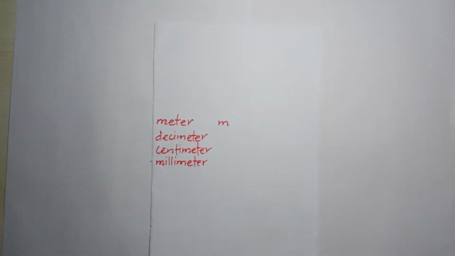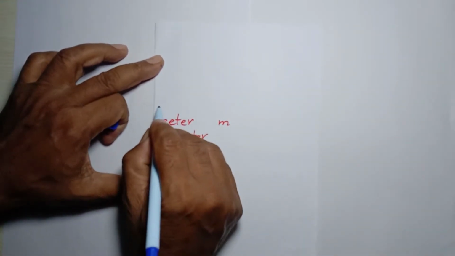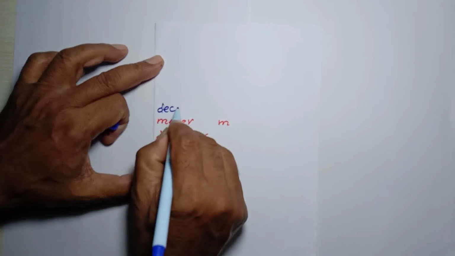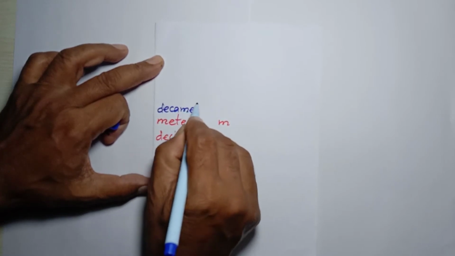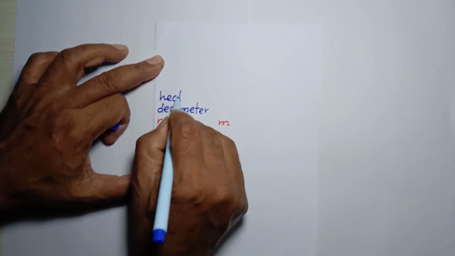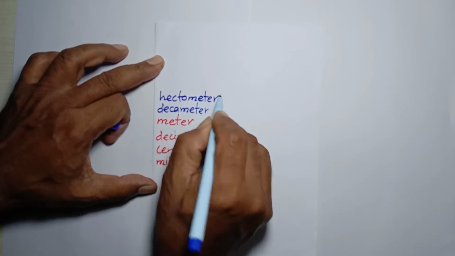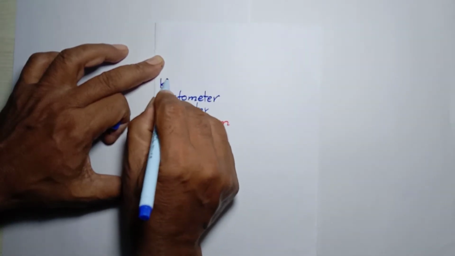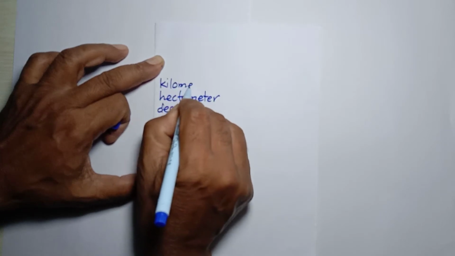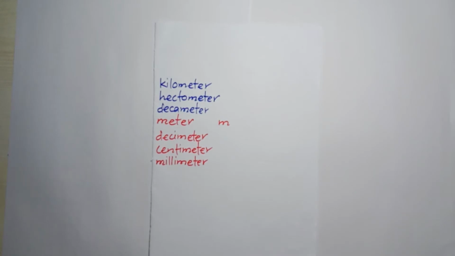Millicentidecimeter. Now I want to write with another ink. Look at this: decahectokilometer. Now let's talk about deca, decameter, hecto, decahectokilometer. Okay, these are the units which we know about.